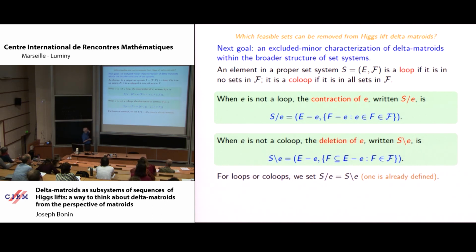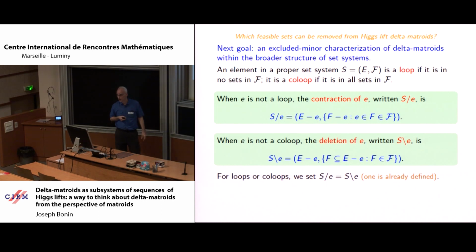If you have an element that's not a loop, so there are some feasible sets that contain it, in order to contract that, you just reduce your ground set by that element, look at the feasible sets that contain that element, and get rid of that element. Similarly, for deletions, if you take an element that's not a co-loop, so there are feasible sets that don't contain it, you look at those feasible sets that don't contain it, you reduce your ground set, there's your deletion.